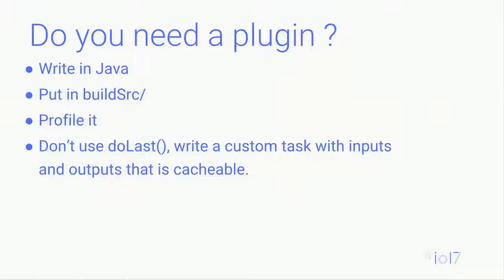And one way you can do that is by writing your own plugin. I know it sounds scary, but believe me, it's not that bad. You can write your own plugin. You can put it in the buildSrc directory, which means that it will be available to all of your modules automatically. Remember to profile it. I profile my code every day, and I'm always surprised. And instead of using doLast, try to write a custom task with proper inputs and outputs so that Gradle can cache it. Gradle can understand what would make that task up to date or not.